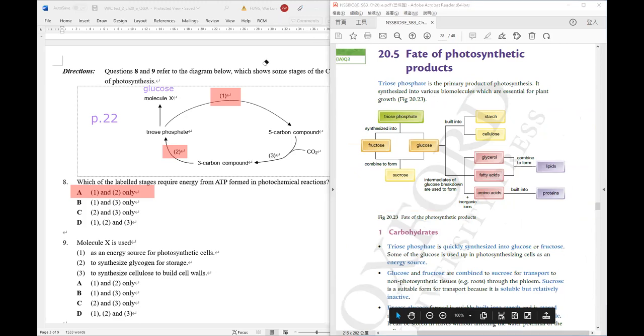Okay, page 28, what can you produce from glucose? You can produce a lot of materials from glucose. For example, it is an energy source for photosynthetic cells. For cells that are carrying out photosynthesis, you also need to carry out respiration. This is a raw material for its respiration, providing energy.